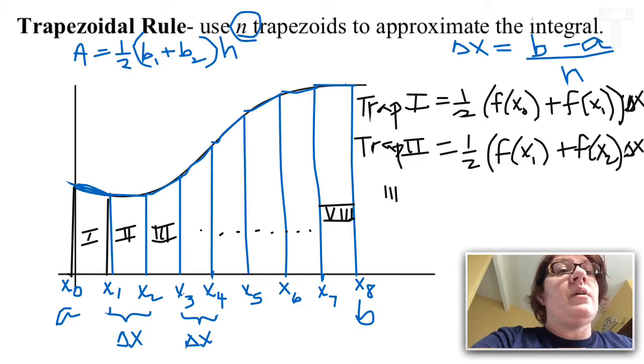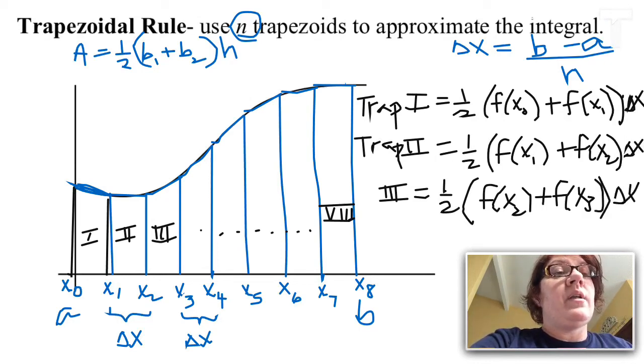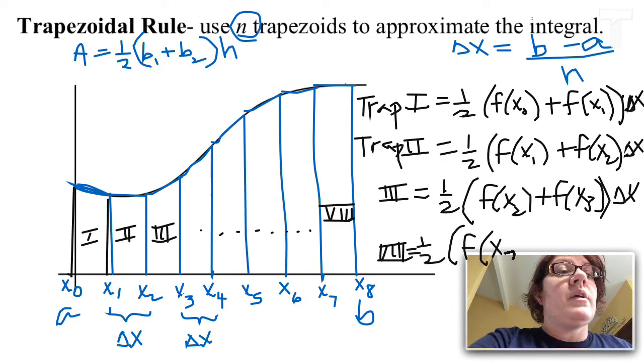And trapezoid 3 will be the y value for x sub 2 and the y value for x sub 3. And then going all the way out to trapezoid 8, I would have the height for x sub 7 and the height for x sub 8.